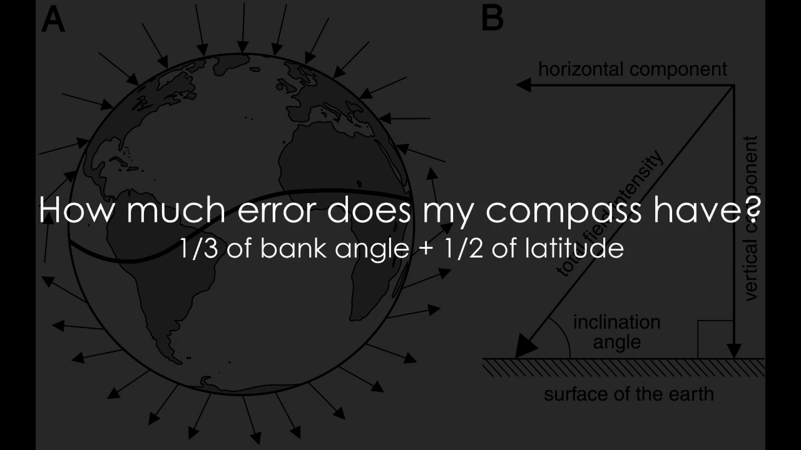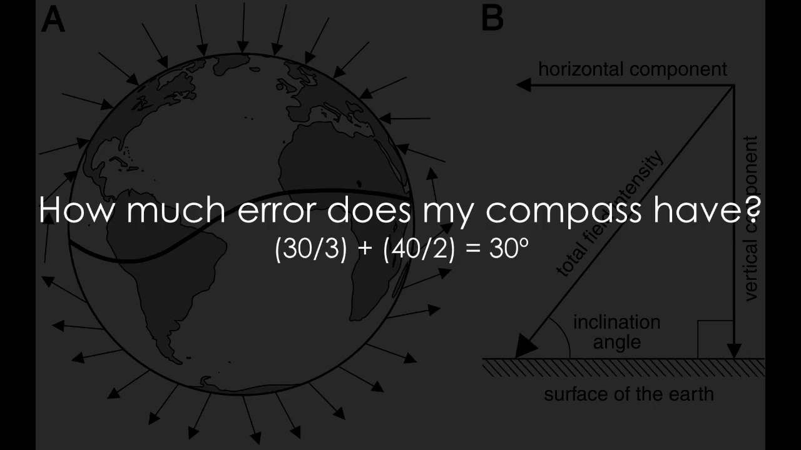Another formula commonly used is 1/3 of the bank angle plus half of latitude. For example, for a latitude of 40 degrees and a 30-degree bank angle, the maximum value of the error would be 30 degrees.